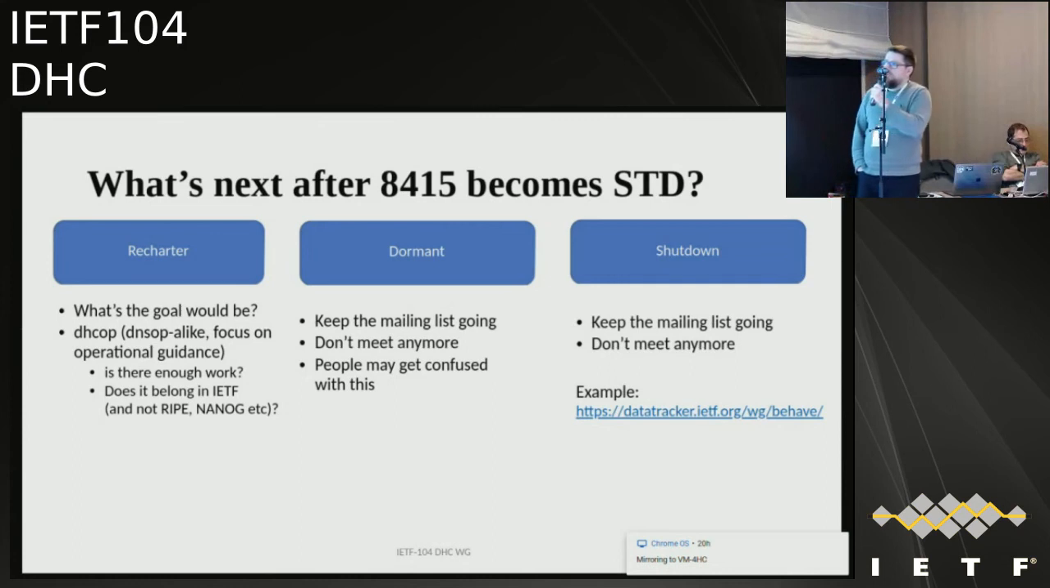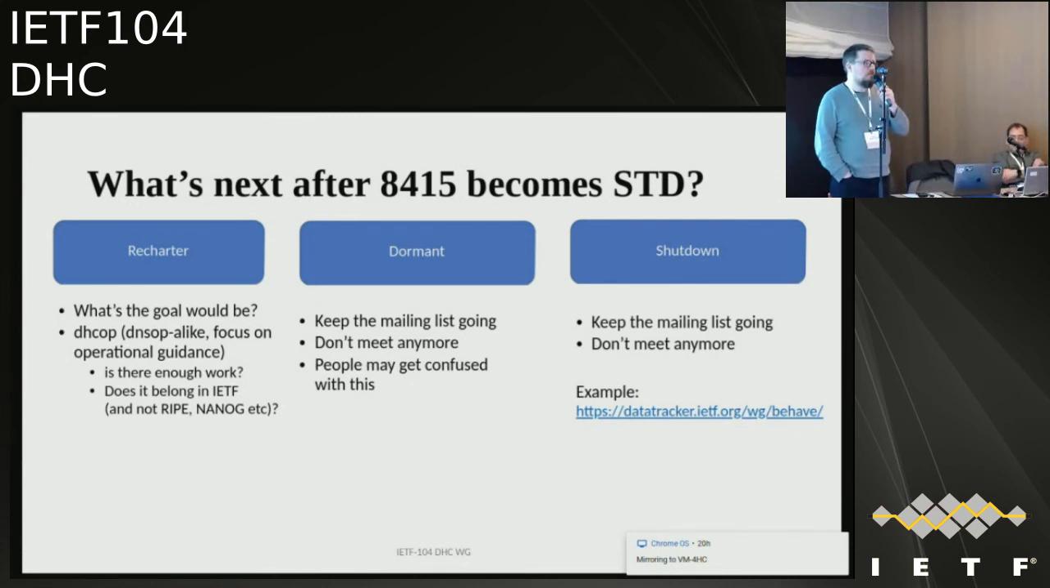The other one is to put the working group in a dormant mode. So we wouldn't really meet. The mailing list would still be active. I think some people might get confused with this, but this is something that we can handle. And the last choice is to shut down the working group, like what happened with many other working groups, like Behave, for example. Behave is a good example because they shut down a couple of years ago, but the mailing list is active and it's still going. If you open the link, there's active discussion about various things.